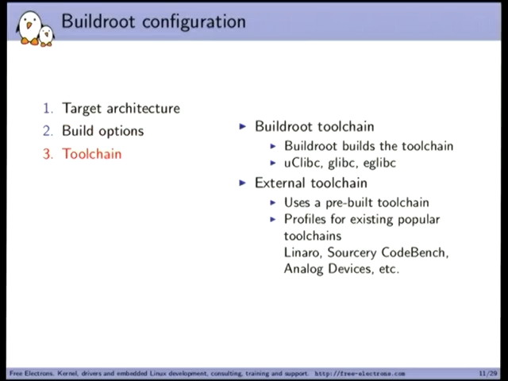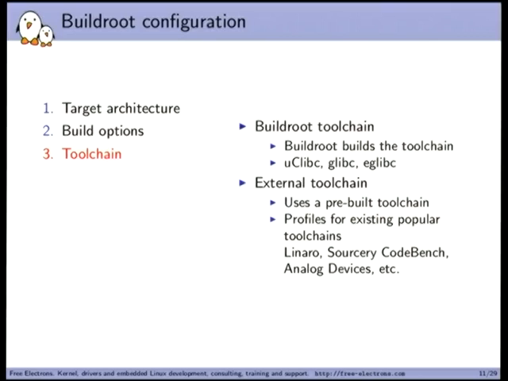Another very important part is the toolchain, which cross-compiler you're going to use. And you have 2 options here. Either Buildroot can build its own cross-compiler, in which case it's going to build GCC, the C library and the binutils and so on, and it supports uClibc, glibc, and eglibc as the different C libraries. Or the other option is to use what we call an external toolchain, where you already have a cross-compiler that's known to work really well for your architecture, and you can just tell Buildroot to use it.